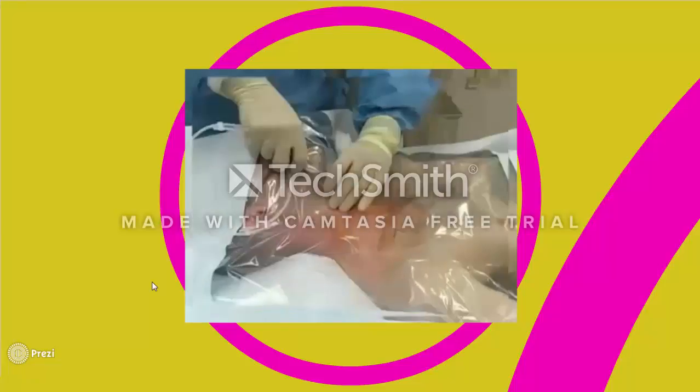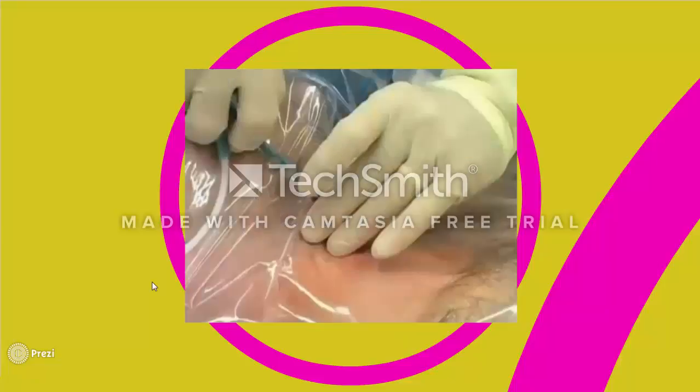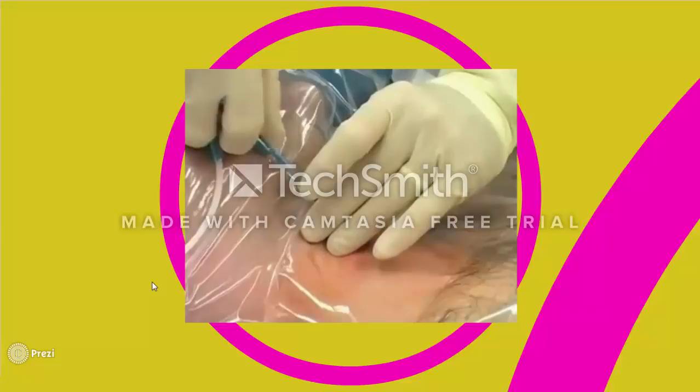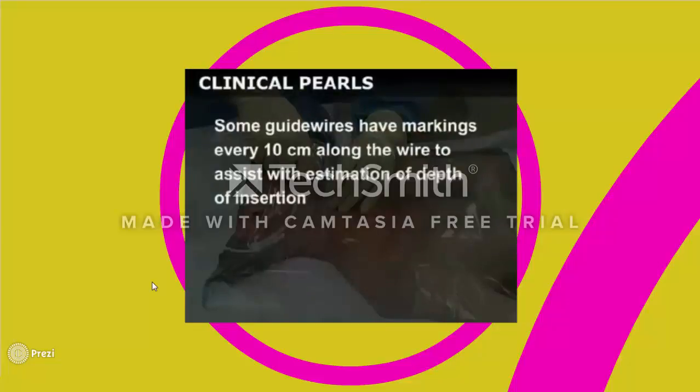Next, insert the tip of the guide wire straightener sleeve into the hub and begin to advance the wire into the vessel with the thumb of your dominant hand. In general, no more than 15 centimeters of wire should be inserted to avoid advancing the wire into the heart. Some guide wires have markings every 10 centimeters along the wire to assist with estimation of depth of insertion.